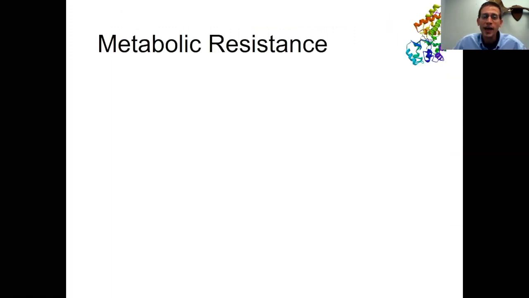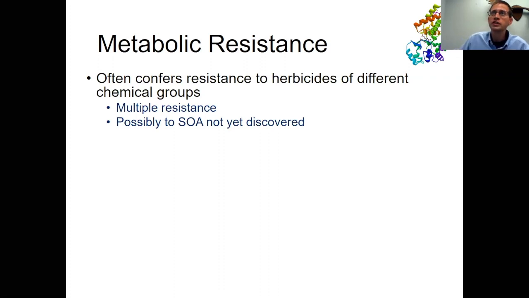So again, metabolic resistance can confer resistance to different chemical groups, allowing for multiple modes of action and possibly sites of action not yet discovered. So rotating different sites of action may not be enough when you have an enzyme like P450 that controls these multiple metabolic resistance processes. Thus, metabolic-based herbicide resistance is becoming a major threat, as it can automatically confer resistance to existing and new or yet to be discovered herbicides.